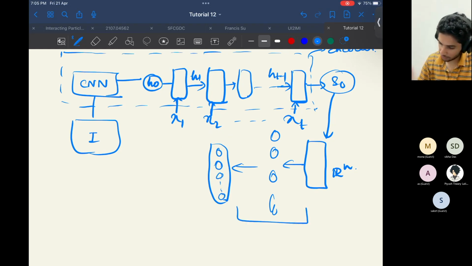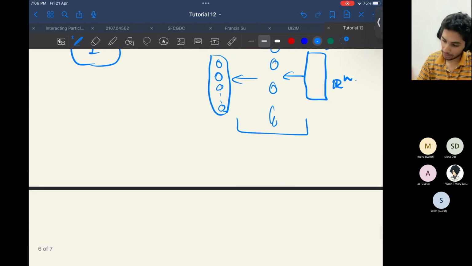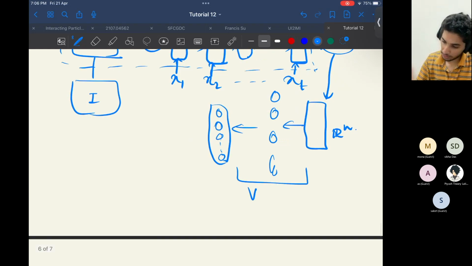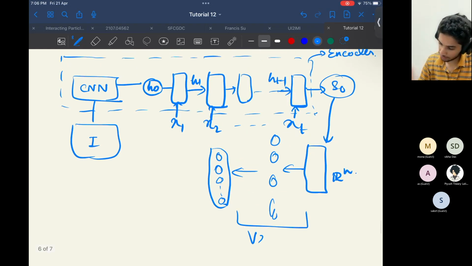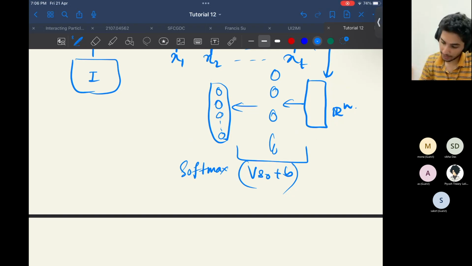This operation is equivalent to doing a matrix multiplication. If the weights are W and you have your activation as S naught, then W S naught plus b will be your affine transformation, and then you apply softmax to it. This will be your probabilities, and this will give you some probability of the output, given what?